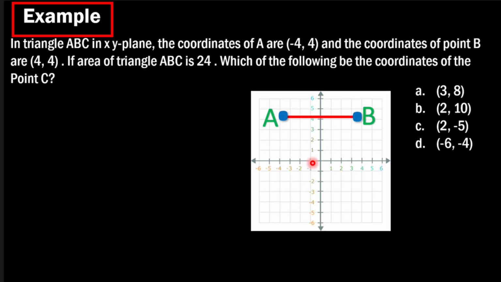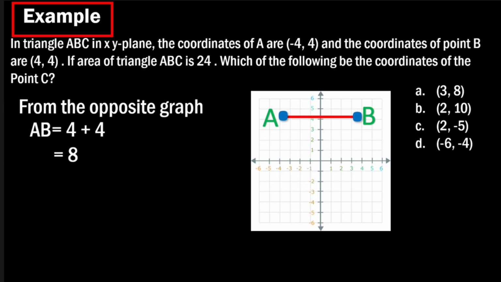Just we have here 4 units left and 4 units right, so 4 plus 4 equals 8. Now we can suppose that AB is the base of the triangle ABC. From the figure, AB is 8 units, and we have here the area is 24. Now, what is the rule of the area of the triangle? Half base times height equals 24, and the base is 8. We can suppose AB as the base.